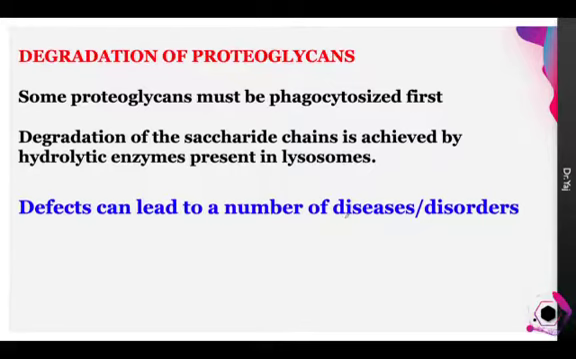Now, how do you degrade proteoglycans? Mostly proteoglycans can be phagocytosed, and then after phagocytosis they are degraded by lysosomal enzymes. Defects in lysosomal enzymes lead to disorders where proteoglycans cannot be degraded, and this impairment of degradation leads to various clinical conditions, and we will talk about a few in the next lecture in the 4-lecture series.